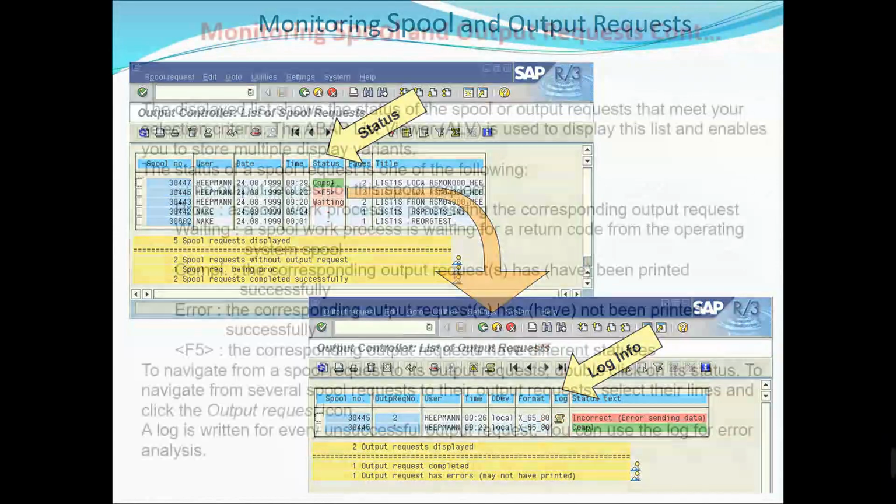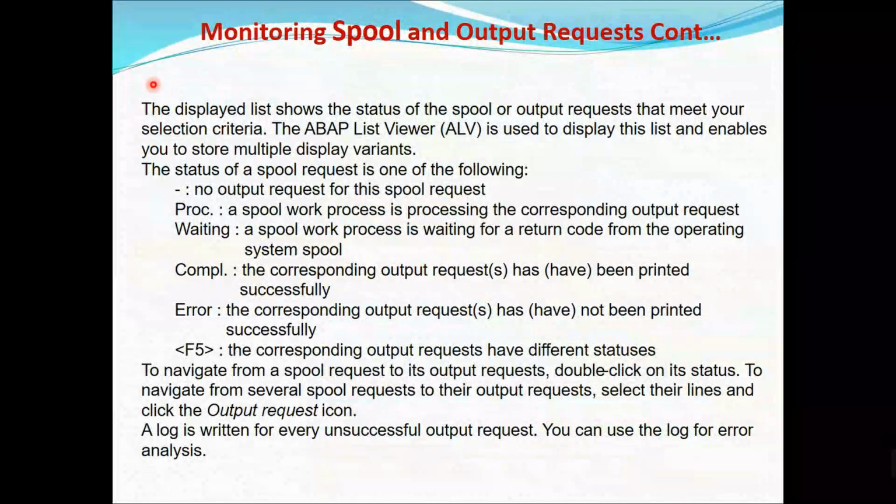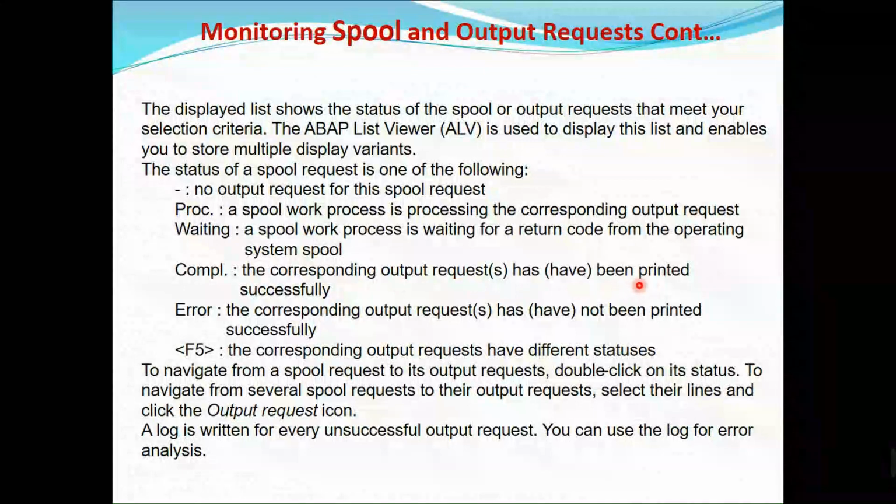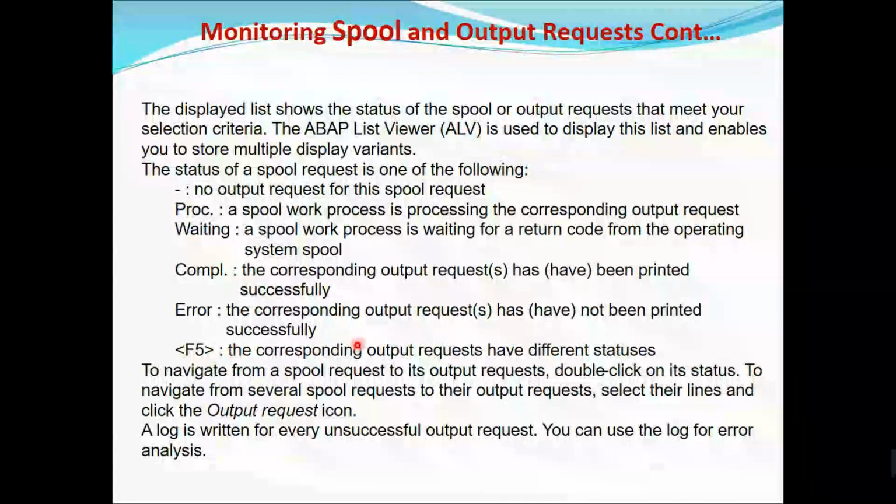So let's move on. These are the statuses of the spool work process. Processing: the spool work process is processing the corresponding output request. Waiting: a spool work process is waiting for a return code from the operating system spool. Complete: the corresponding output request has been completed, or say printed successfully. Error: why the error has happened, why it has not been printed properly. And F5: the corresponding output requests have different statuses, that means it has not even been given the status to be printed or something like that. So please again go through it for the detail.